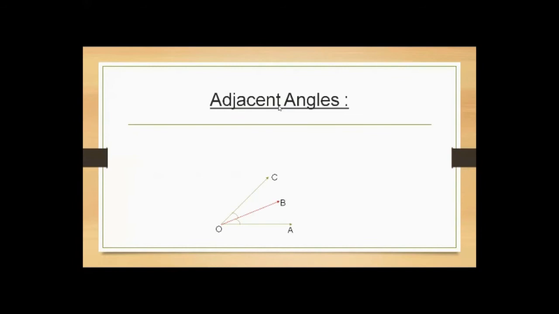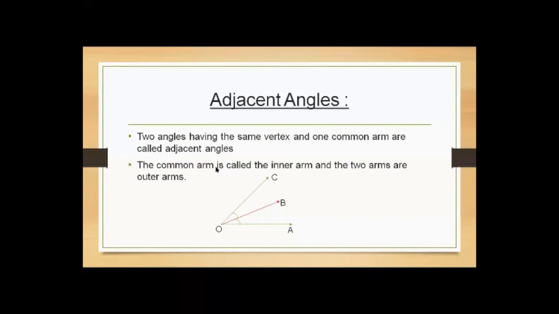Now students, what are adjacent angles? Two angles having the same vertex and one common arm are called adjacent angles. The common arm is called the inner arm and the other two arms are the outer arms. Here, students, OA is the first arm, OB is the second arm, OC is the third arm. Having the same vertex means all the angles have the same vertex.